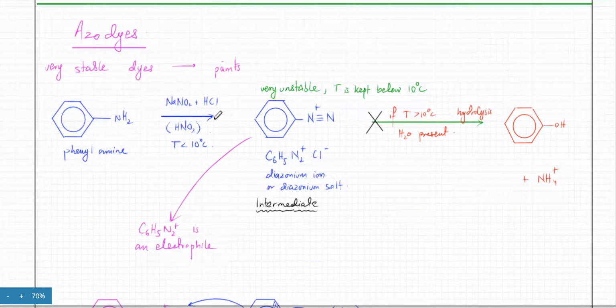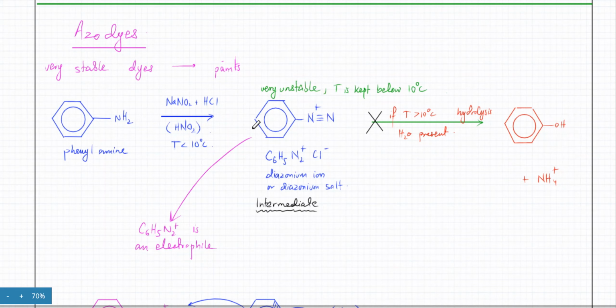Under these conditions, a diazonium ion is formed, which is very, very unstable. It's N triple bond N plus. The temperature is therefore kept below 10 degrees centigrade. It decomposes very quickly, because if you increase the temperature to greater than 10 degrees centigrade, hydrolysis happens. If water is present, the whole thing would break down to form a phenol and N2. The N triple bond would simply break because it's very unstable.